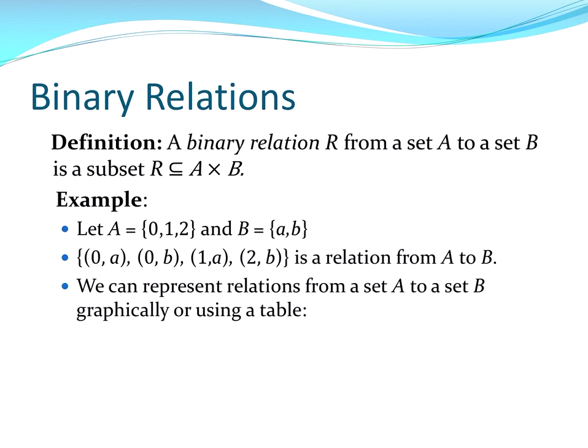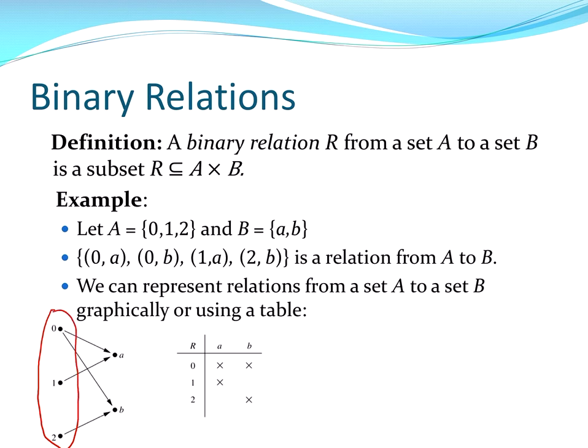And besides just writing down the subset that is the relation, we can depict it graphically or using a table. On the left side, we have the set A represented with this column of elements on the left, and the set B's elements are on the right. And we see arrows going from the element on the left part of the ordered pair to the element on the right part of the ordered pair.